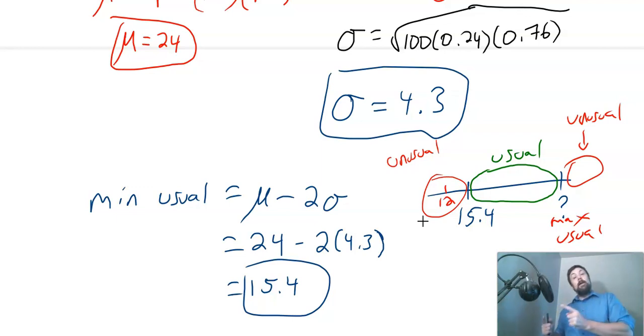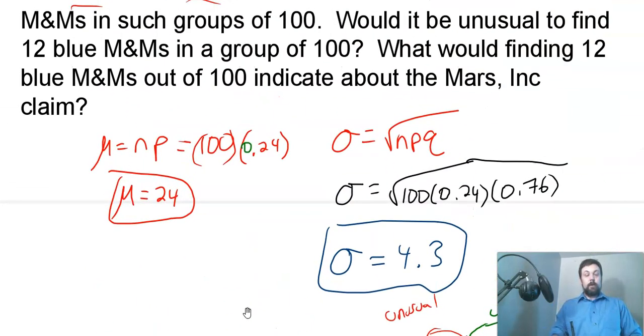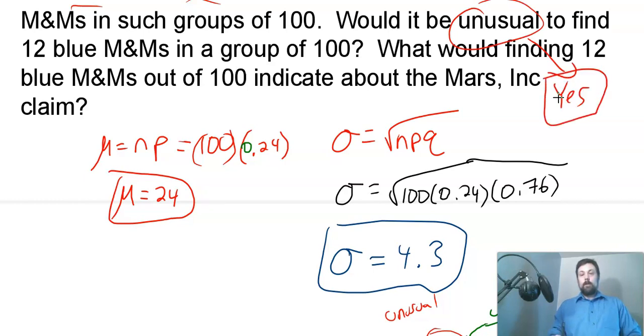But if we run the experiment again and we buy another pack of 100 M&Ms and we get 12 again, that is hard to chalk up to chance, right? What's the chance that you would get a rare event twice in a row? And that really would cause us to question the claim that Mars Inc. is making about the number of blue M&Ms in their packs. So to answer the question, the answer is yes. Would it be unusual? Yes. We found that it was unusual.